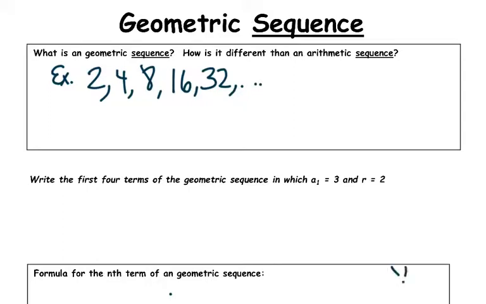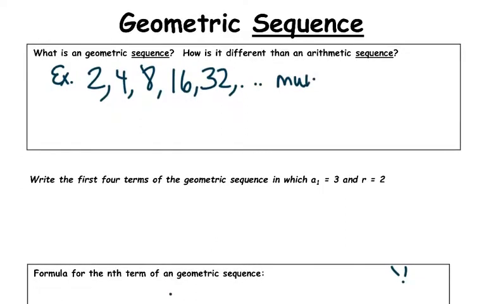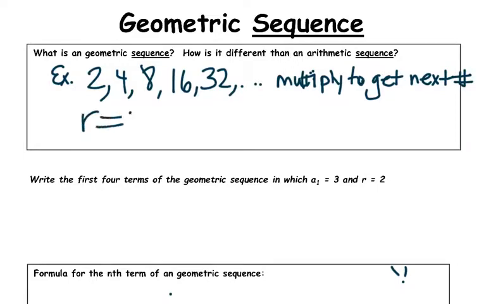So in a geometric sequence, we multiply to get to the next number. You multiply to get the next number. And the number that you multiply by is called the common ratio. So r equals 2 in this case. r equals 2, which is called the common ratio. And that's just whatever number you are multiplying by. And of course you might multiply by a fraction, which would make it smaller and smaller, but we'll get there.